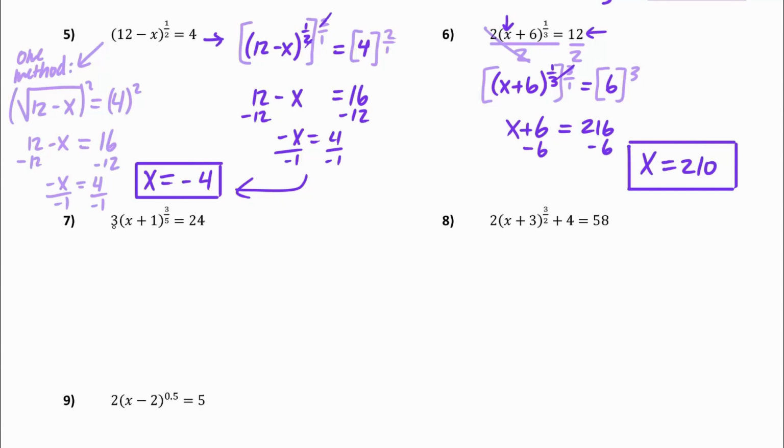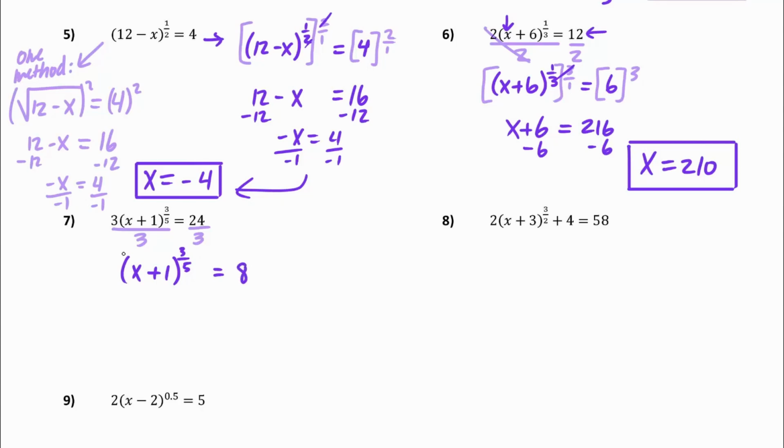Problem number 7 follows that prior question fairly closely. We're just dividing by 3 now. So we have x plus 1 inside of a group raised to the 3/5 power. If you were going to try to make that into a root, it would be a 5th root, and then x plus 1 would all be cubed, and that's just not much fun to deal with. To get rid of everything, 24 divided by 3 is 8.